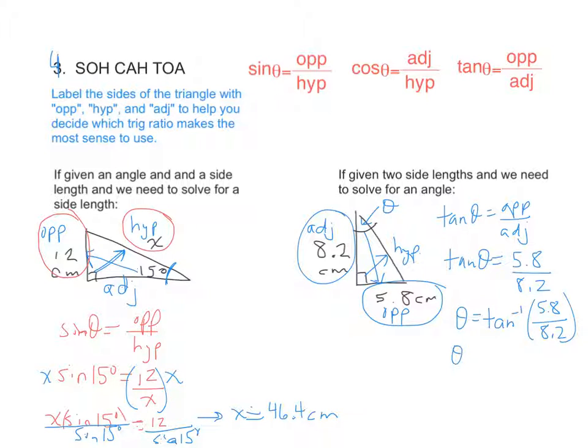And that gives me my angle theta being approximately 35 degrees to the nearest degree. It's 35.3 degrees if I go to one decimal place. So hopefully that helps you remember how to use SOHCAHTOA, and your job now is to practice some questions on that.